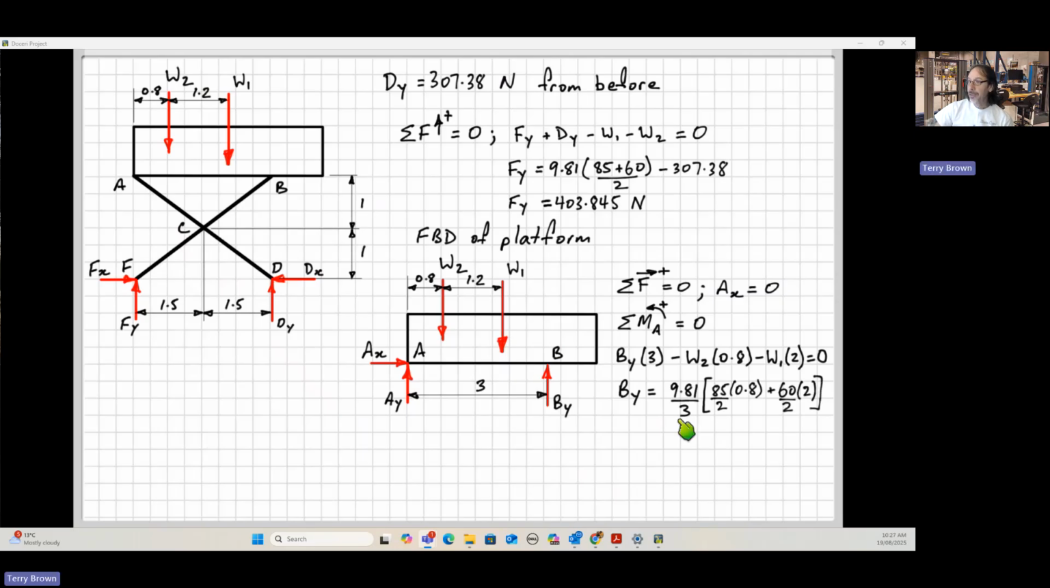Again, I just put 9.8, 1 out the front there, and do our maths, and we get 307.4 newtons for BY. Okay, so now if we sum the forces in the vertical direction equals 0, AY plus BY minus the two weights, rearrange the equation, and we get 403.85. All right, so then we can go to the next page, I think.